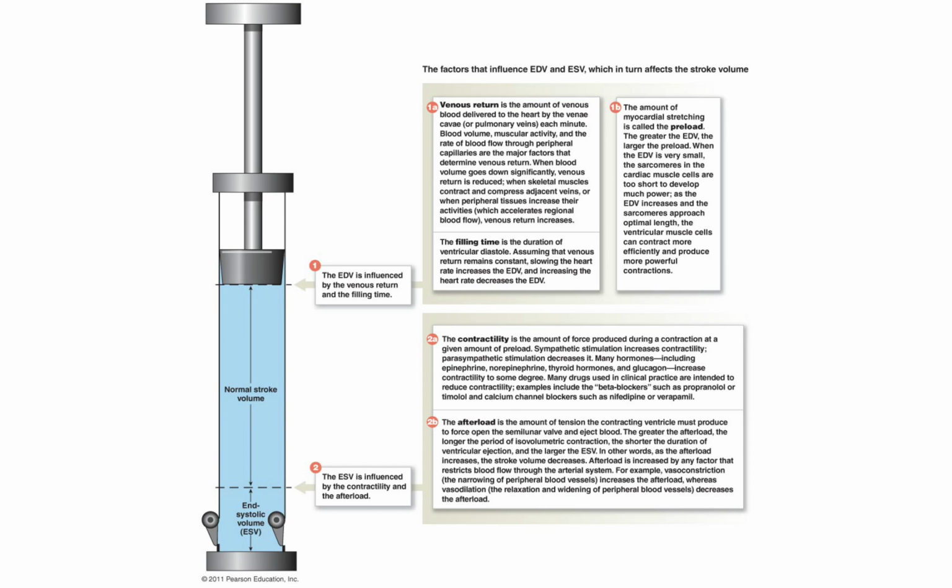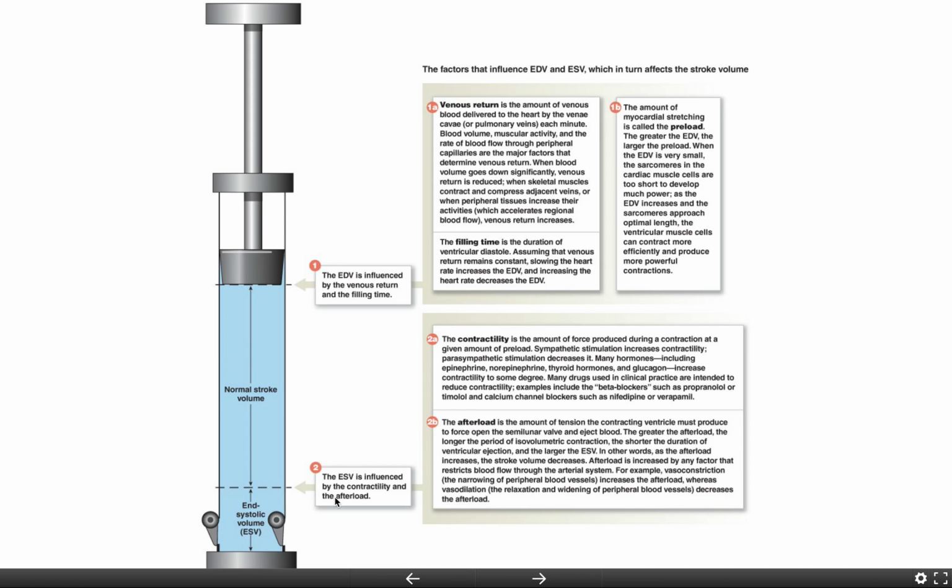So venous return is increased by skeletal muscle contraction, and it's decreased by things like blood loss. The filling time is determined by the heart rate. So if the heart rate slows down, we have more time to fill, and that will increase our EDV, our end diastolic volume. And then the preload, or the stretch of the heart, can contract more forcefully if the sarcomeres are at an optimum length, just like skeletal muscle contracts best at an optimum length because you have the maximum overlap of myosin and actin.